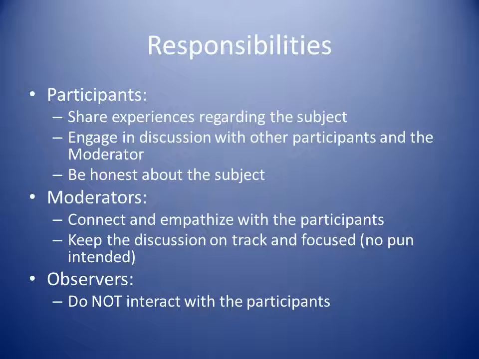Responsibilities, as I've said, of the participants are to share experiences regarding their subject, engaging the discussion with other participants and the moderator, and to be completely honest about the subject. That's an important one, actually. The moderators, in turn, are asked to connect and empathize with the participants to keep the discussion on track and focused, no pun intended. And the observers, lastly but not least by any means, do not interact with the participants themselves, or otherwise risk jeopardizing the experiment.